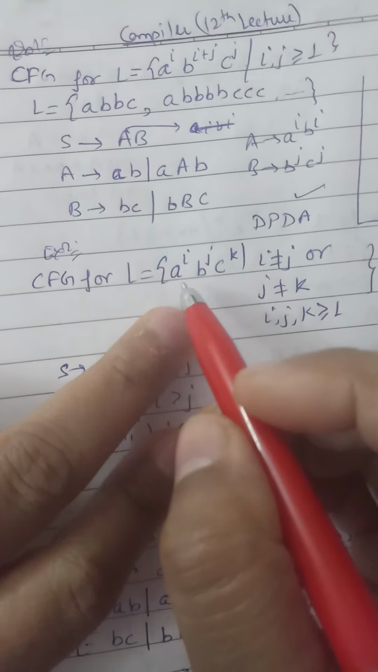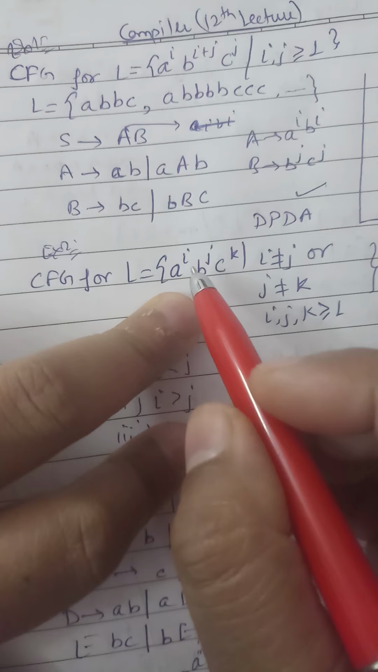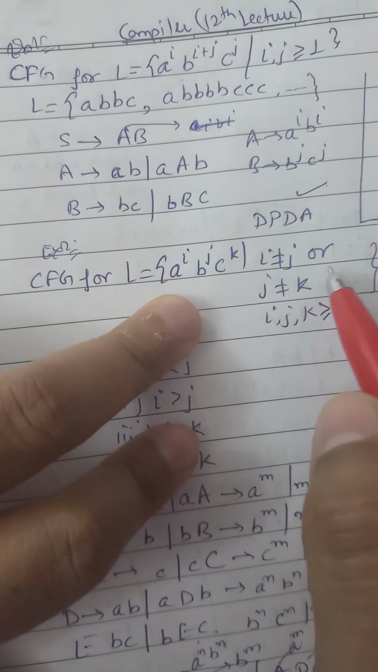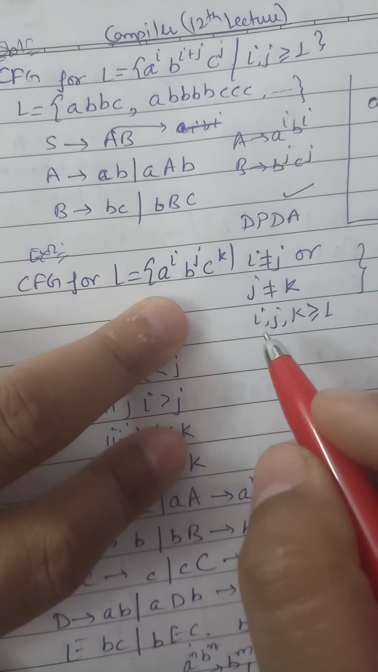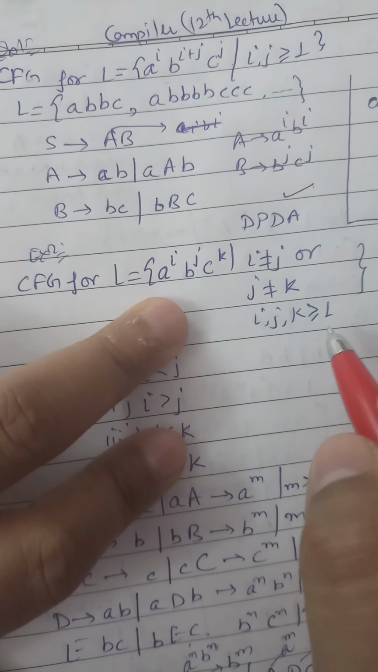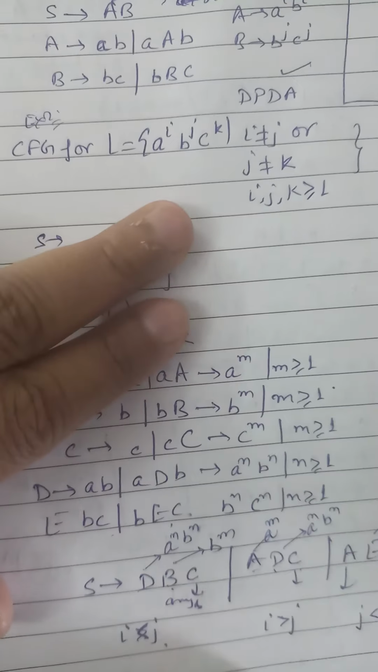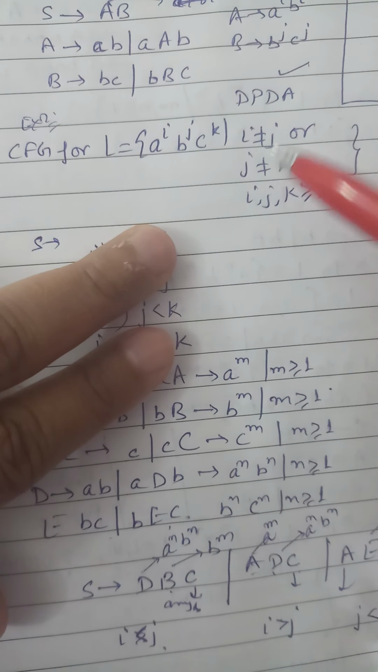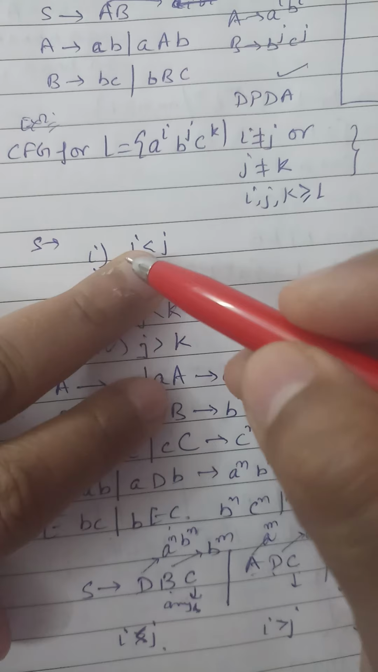CFG for language L is equal to a to the power i, b to the power j, c to the power k, where i is not equal to j or j is not equal to k, but i, j, k are all greater than or equal to 1. So we can take the grammar. For the grammar, we can take some conditions because they are not equal. So we can take 4 conditions.